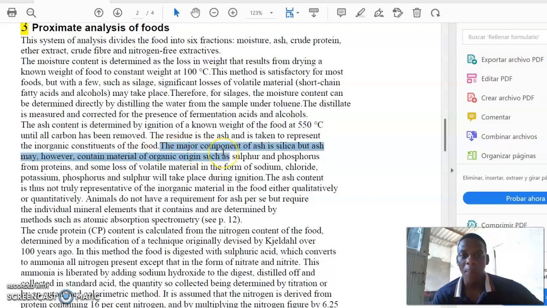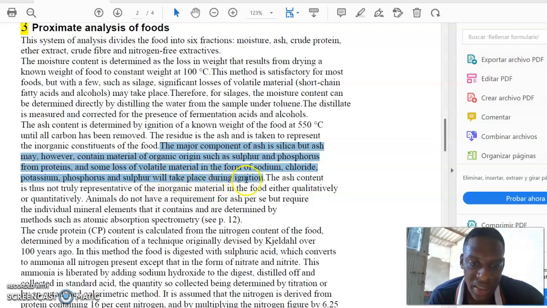The major component of ash is silica, but ash may, however, contain material of organic origin such as sulfur and phosphorus from proteins, and some loss of volatile material in the form of sodium, chloride, potassium, phosphorus, and sulfur will take place during the ignition.